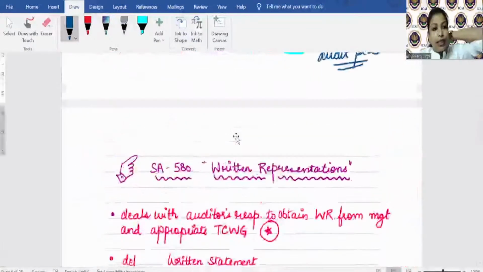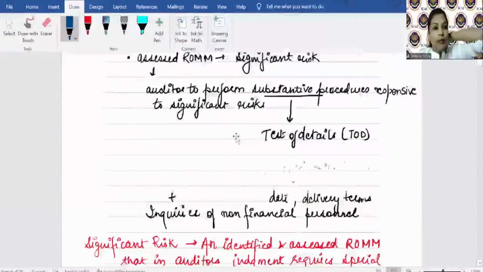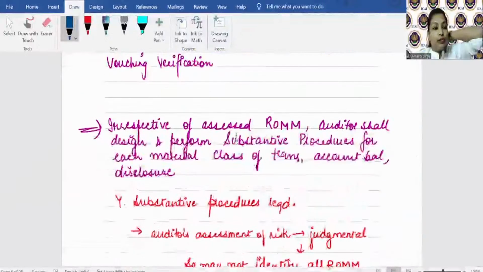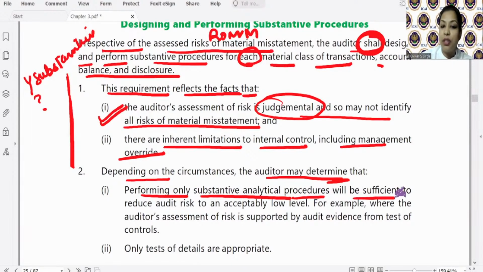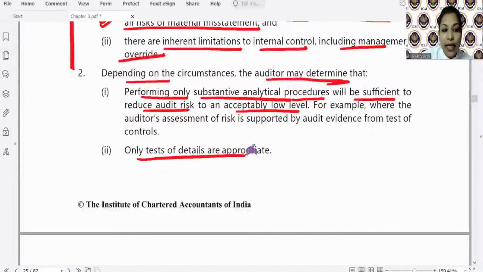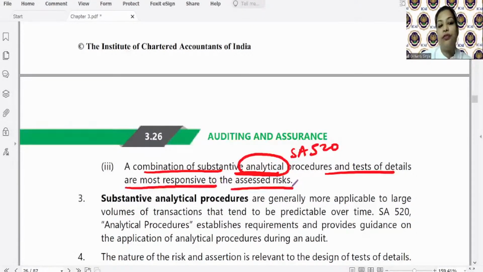Tell me. Okay. So this was about your test of details. Let me just take you through the module. Depending upon the circumstances, the auditor may determine that performing only substantive analytical procedure will be sufficient to reduce audit risk to an acceptably low level, or only test of details are appropriate, or a combination of substantive analytical procedures, the SA 520 one, and test of details are more responsive to the assessed risk. Clear? Is it clear? Quickly send in your replies.